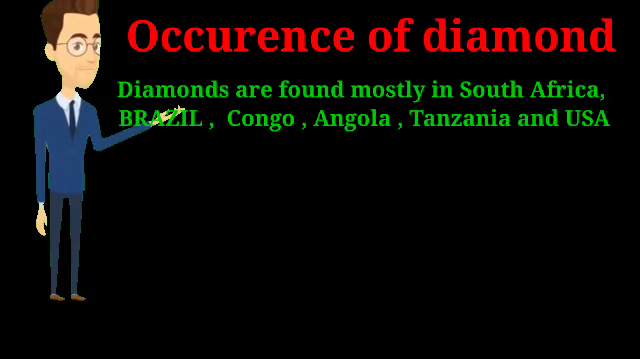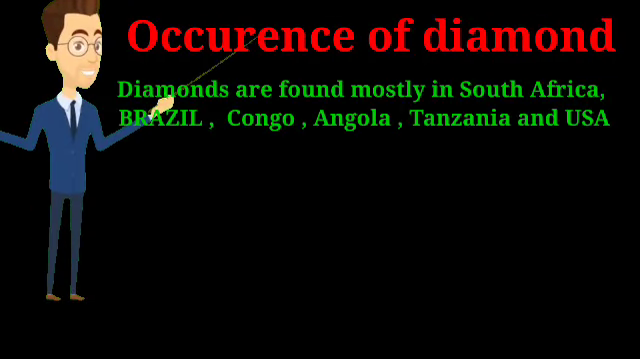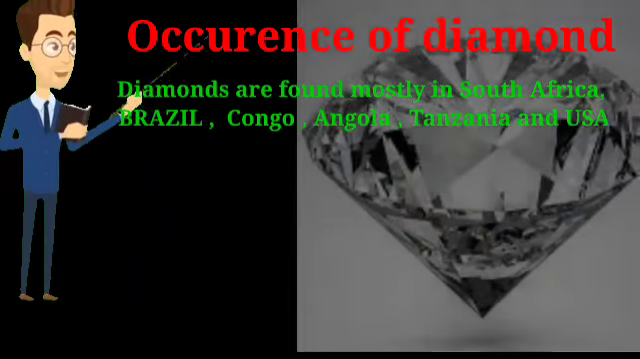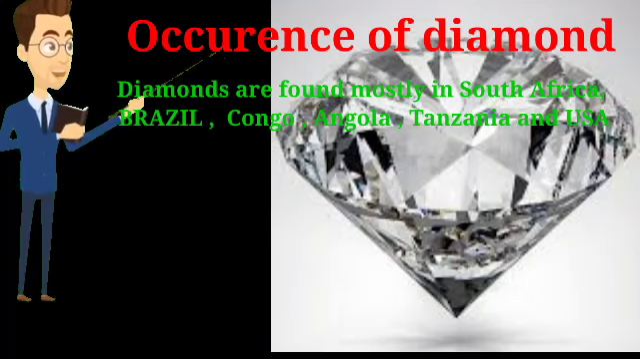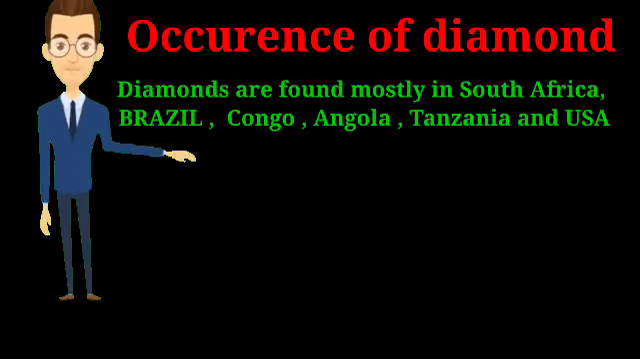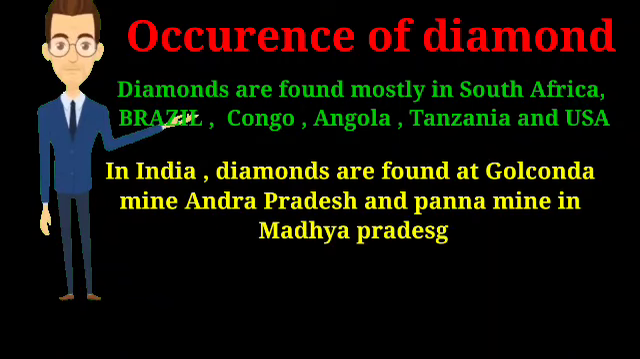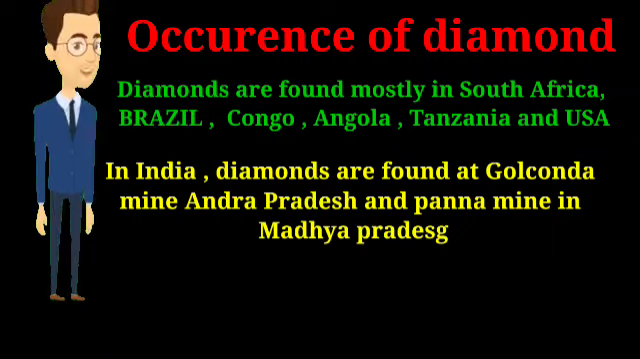Occurrence of diamond. Diamonds are found mostly in South Africa, Brazil, Congo, Angola, Tanzania and USA. And in India, diamonds are found at Golconda mine in Andhra Pradesh and Panna mine in Madhya Pradesh. These are the 2 mines where we can get diamond in India.